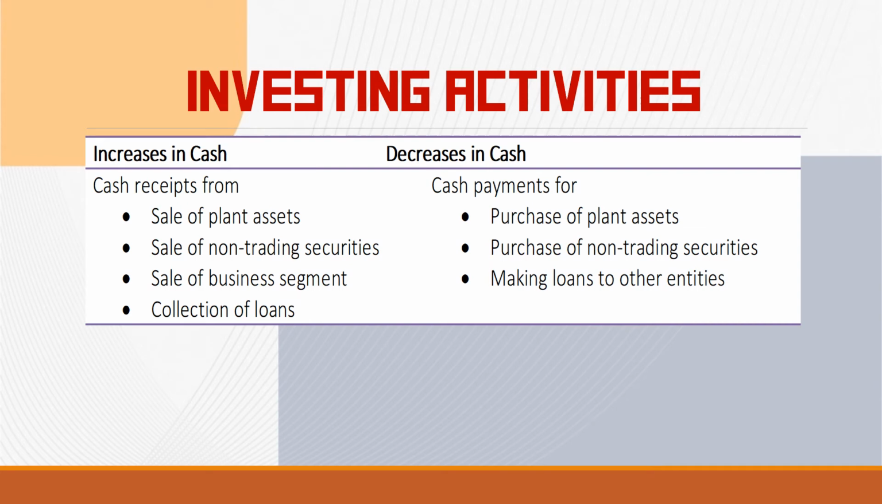Meanwhile, sources of cash for investing activities include proceeds of disposal of non-trading securities and plant assets. There is an increase in cash when there is a sale of plant assets, sale of non-trading securities, sale of business segment, and collection of loans. There will be a decrease in cash when there will be purchase of plant assets, purchase of non-trading securities, and making loans to other entities.